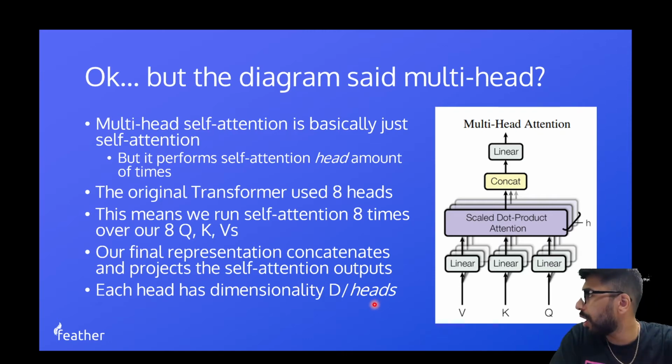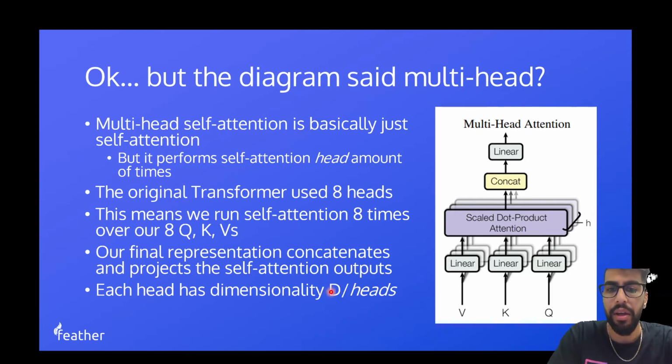I can't actually, might be 128. That means that we, yes. So if we have 8 heads, each head is going to have a dimensionality of 1024 divided by 8, so 128.